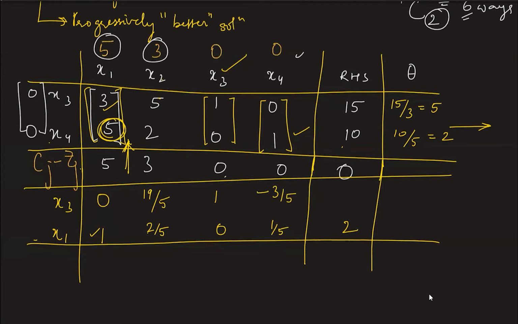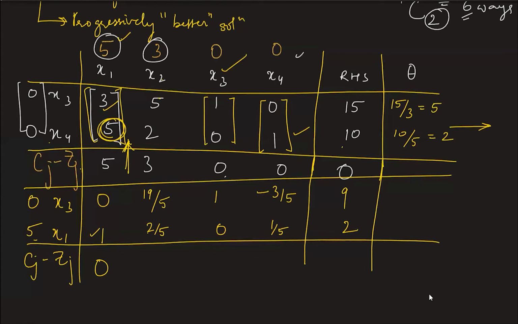15 minus 3 times 2, that is 6, 9. And now we calculate the corresponding Cj minus Zj again. Here we have the coefficient of x3 is 0 and coefficient of x1 in the objective function is 5. So if we calculate Cj minus Zj, 5 minus 0 minus 5, that's again 0.